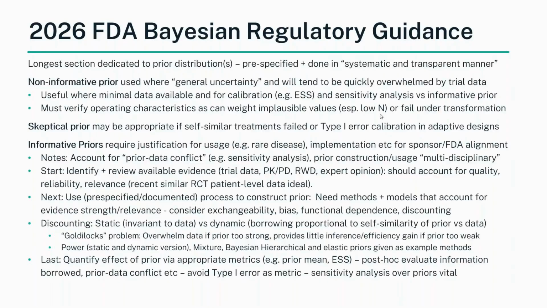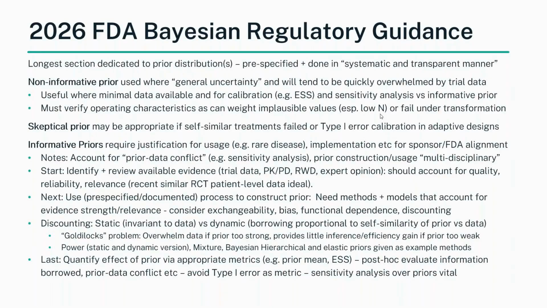Skeptical prior is given some brief mention, saying it's maybe appropriate if self-similar treatments have failed, or for type 1 error calibration purposes, say it was a design prior, or might have some use in adaptive designs. I would say that there's not many sponsors that will deliberately go out of their way to say our drug doesn't work. So I'm not sure how much the skeptical prior would be used in practice. Maybe we'd be better to discuss this as part of the design prior concept rather than at this stage, which was maybe more talking about the analysis prior. So some debate about that there.